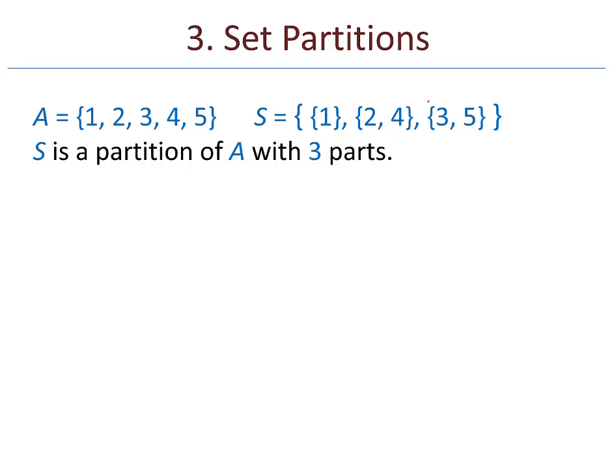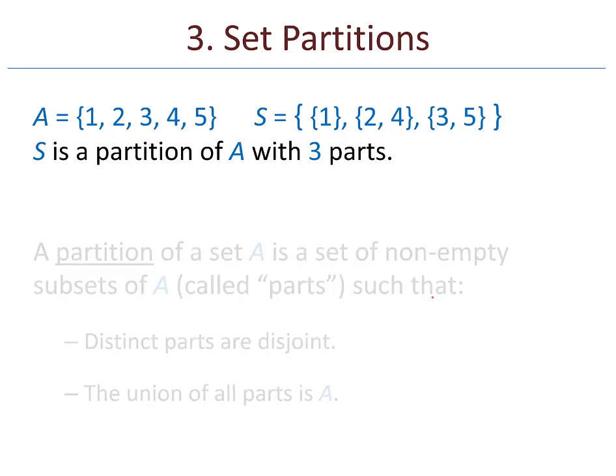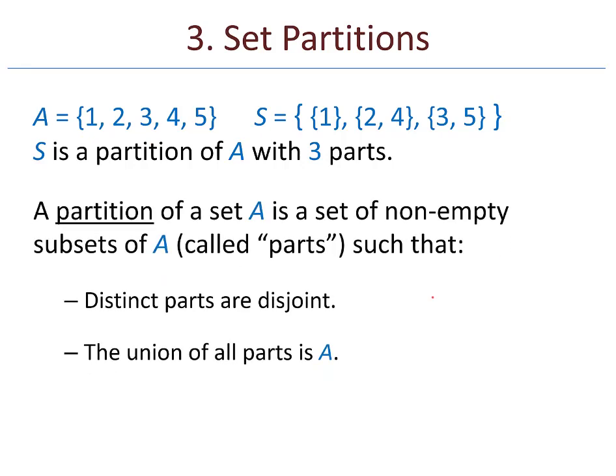There's no overlap. So this collection of sets accounts for every element in A, and it does so only once. These are the key ideas of a partition. A partition of a set A is a set of non-empty subsets of A, called parts, such that distinct parts are disjoint and the union of all parts is A itself.